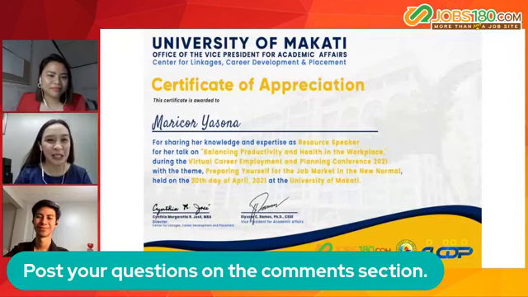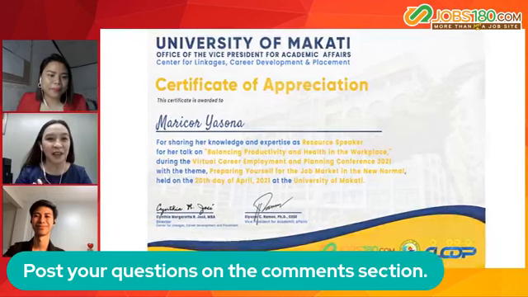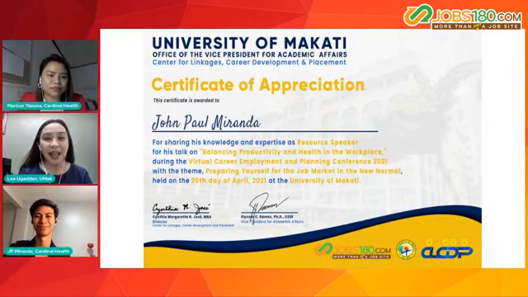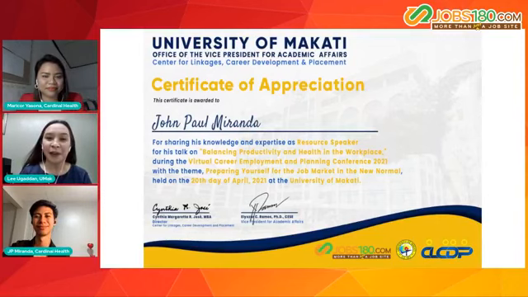To award the Certificate of Appreciation, again, University of Makati, Office of the Vice President for Academic Affairs, Center for Linkages, Career Development and Placement awards the Certificate of Appreciation to Ms. Mari Coria Sona and Mr. JP Miranda for sharing their knowledge and expertise as resource speakers for the talk on balancing productivity and health in the workplace during the virtual career employment and planning conference 2021 with the theme preparing yourself for the job market in the new normal, held on 20th day of April 2021 at the University of Makati virtual space, signed by the director of Center for Linkages and Career Development and Placement, Professor Cynthia Margareta Jose, and Vice President of Academic Affairs, Dr. Elixir C.